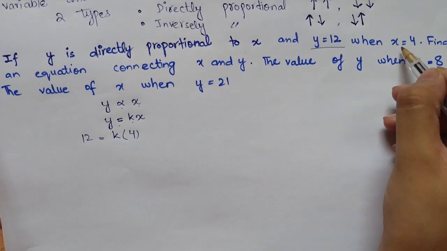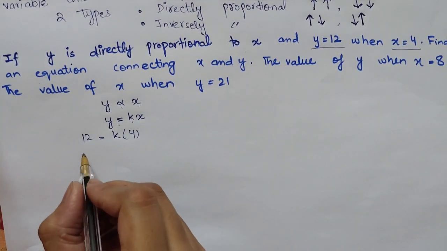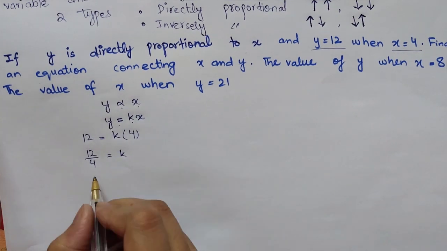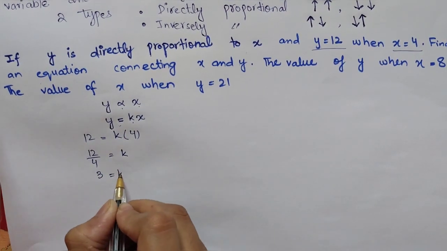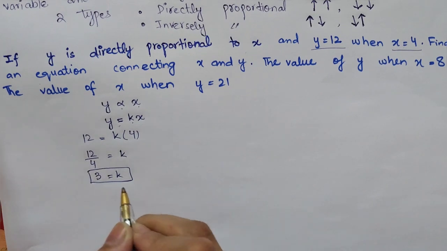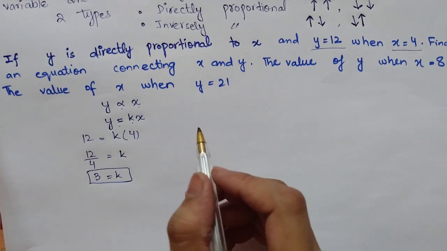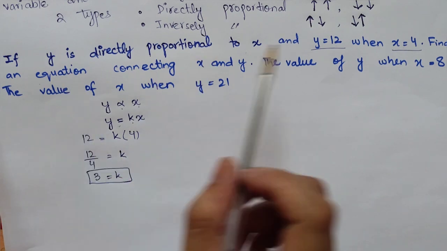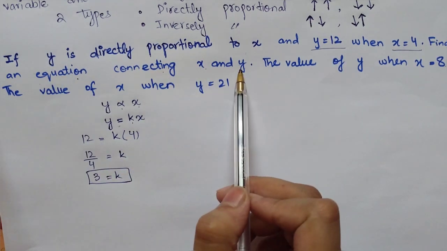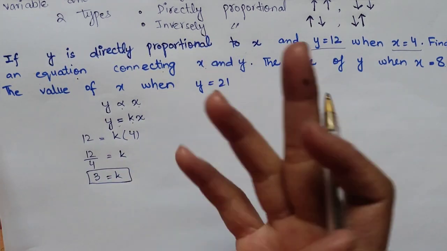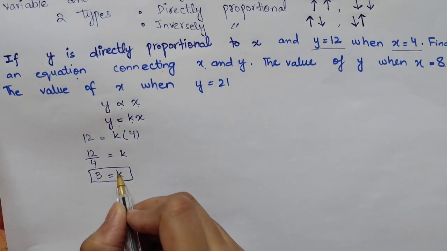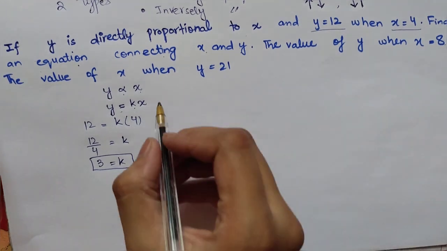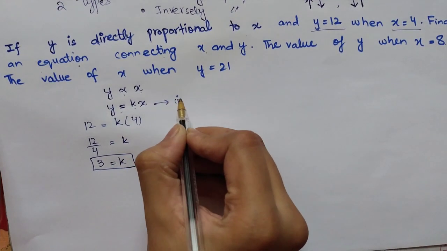Put values: y equal to 12 is equal to k into x equal to 4. These two values which are given, I am putting here. Now 12 divided by 4 is equal to k, and it becomes 3 is equal to k. The value of k becomes 3. So our first part of the question is done. Find an equation connecting x and y, we can write it, because we now know the value of k. Name it as equation number 1.